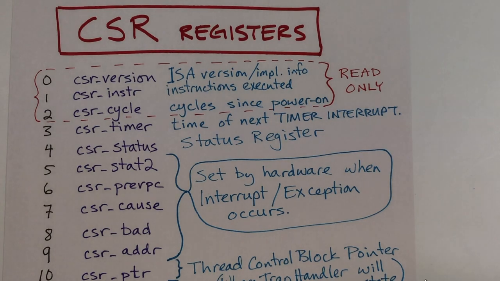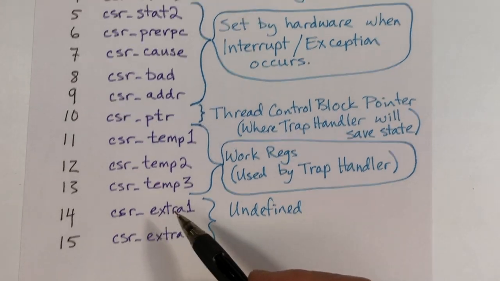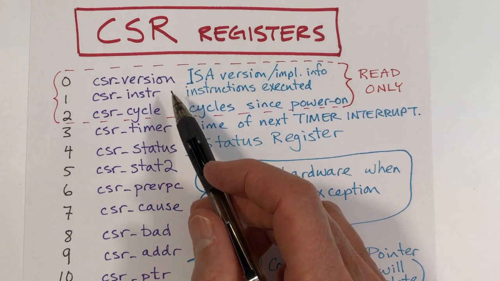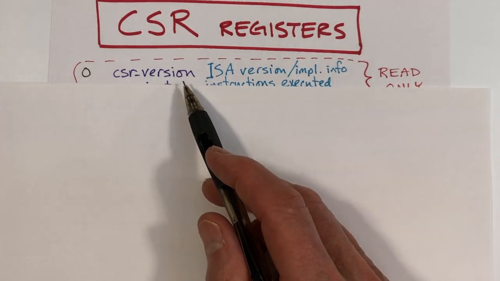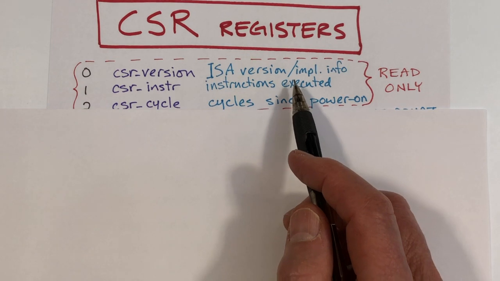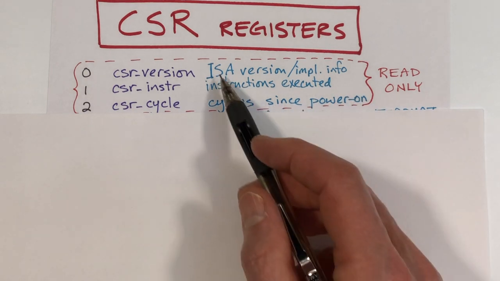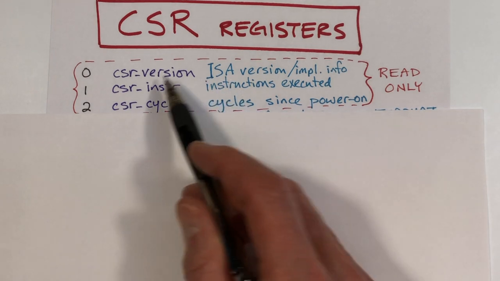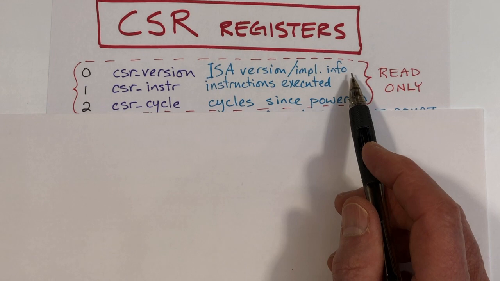Here is a list of the control and status registers going all the way from 0 to 15. And this chart shows their names as they would be encoded in any assembly language instruction. So let's run through these things quickly. The version register is a read-only register that contains information about which version or implementation of the Blitz architecture this is. So these first 3 instructions are all read-only and cannot be modified. CSR version doesn't change at all. It's hardwired into the circuitry.